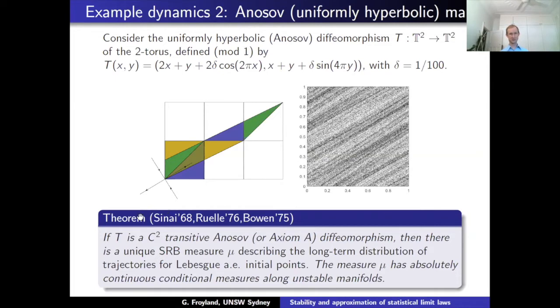So there's a classic theorem from the late 60s and early 70s. If you've got a C2 transitive Anosov diffeo, like we have here, then there's a unique SRB, Sinai-Ruelle-Bowen measure, that describes the long-term distribution of trajectories for Lebesgue almost all points. And one more thing about the structure of this measure. This is not absolutely continuous anymore, but if you condition on unstable manifolds, which are these stripes that you see here, if you condition the measure on those stripes, then you do get an absolutely continuous measure.